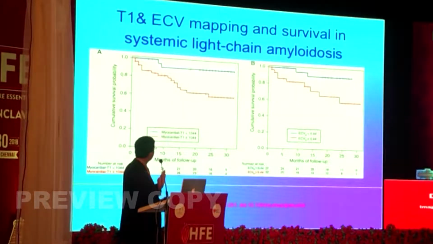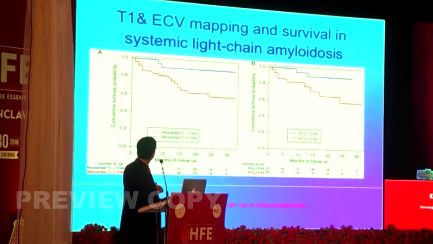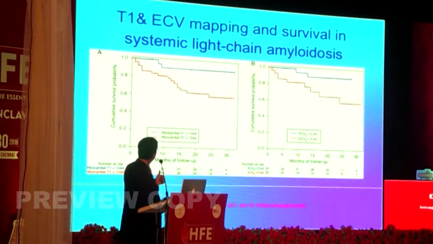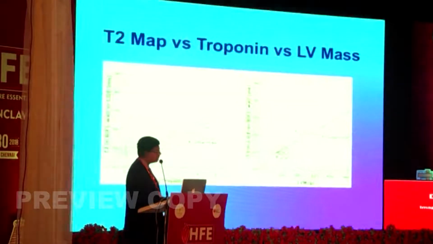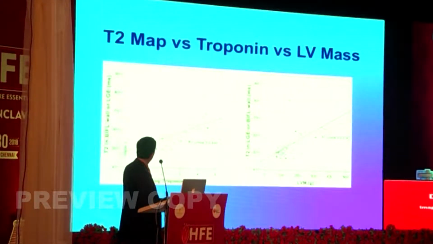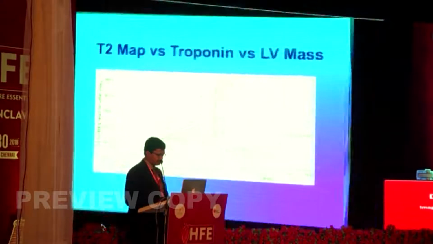Now, is it really important? It is. Not only does it give us the kind of disease, but it also tells us about prognosis. If you have a higher T1, survival is lower. We are also able to calculate extracellular volume based on the T1 mapping, and if you have a higher extracellular volume with the same ejection fraction, you have a worse prognosis. What about T2 maps? T2 maps again have a thing with gadolinium. So more gadolinium, more T2, and therefore a worse prognosis.